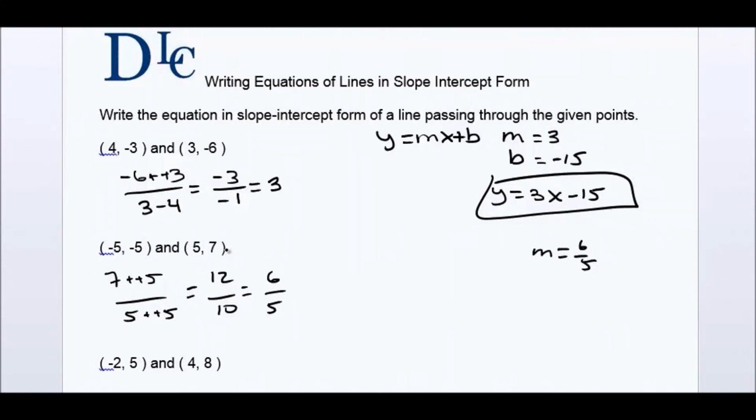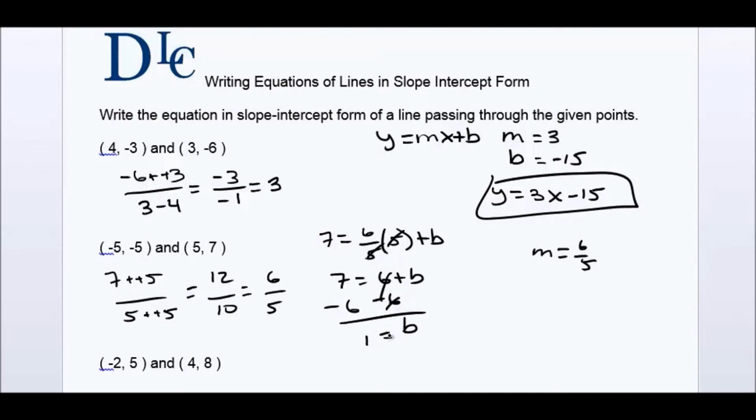Now use one of these 2 points to find our b. Let's use the second one, since they're both positive. You could use the first one too. It doesn't matter. So y, which is 7, is equal to slope, 6 over 5, times 5, because we used 7 right here, so you have to use this 5, because they correspond to each other. Plus b. Our 5's cancel diagonally, so we have 7 is equal to 6 plus b. We subtract 6 from both sides. That zeroes out, so b is equal to 7 minus 6, which is 1.